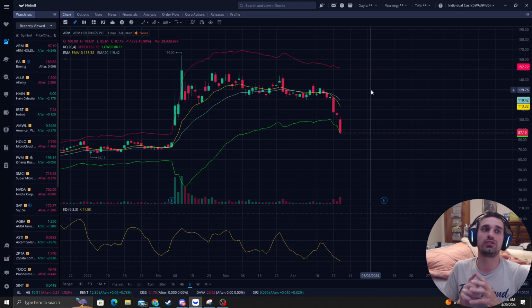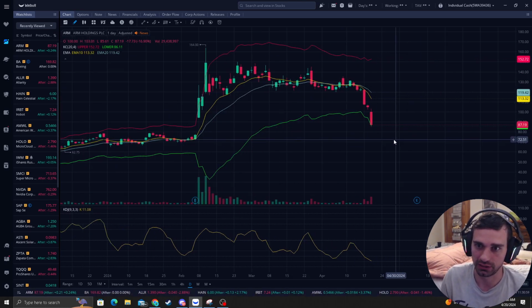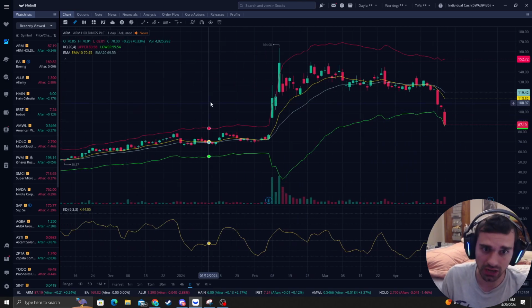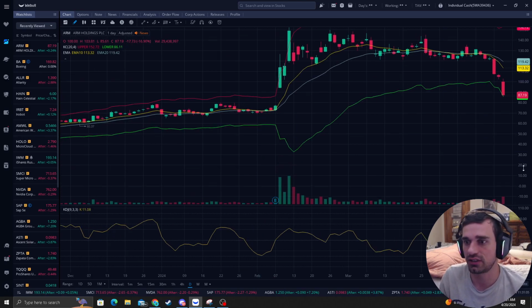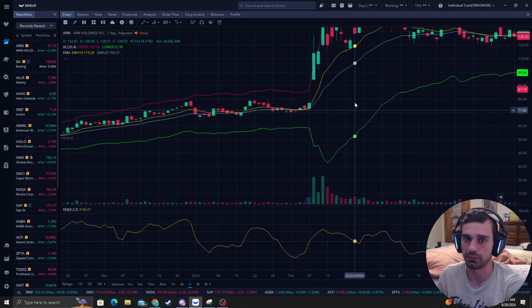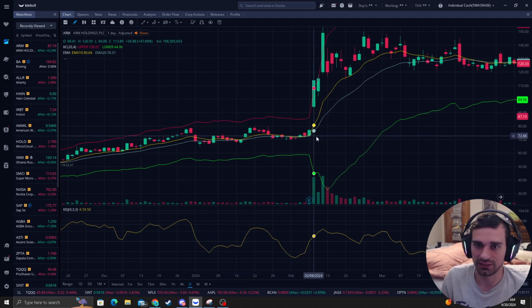But let's get right into ARM. What do we see and where do we see the reversal happening, guys? I'll show you guys when we had the pump, a little backtest, so I'll make you guys confident, and then where I'm looking for a buy. So ARM has made a massive move down here at $73.